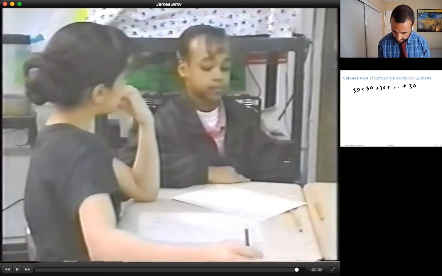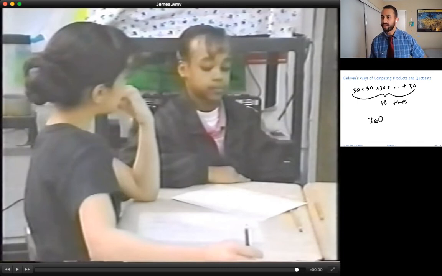Dot, dot, dot. 30, 12 times, and then she got 360, right? But then she said that she had rounded 29 up to 30, so she's got an extra 12 in there. So what she had to do then was subtract 12. Actually, maybe I'll say that. She had to subtract 12, and that's what gave her 348, and that's how she was able to solve it. And you can totally do that. You should do that. It's really amazing.